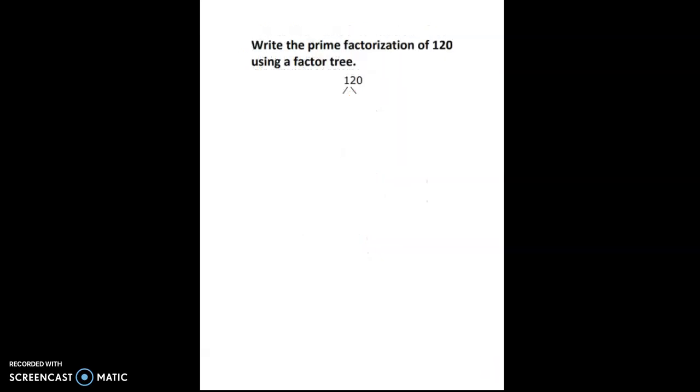The prime factorization of 120 using a factor tree. Remember, there are multiple ways you can approach this. I'm going to start with 2 times 60. You could have used 4 times 30 or any other factor pair. I'm going to stick with 2 times 30.